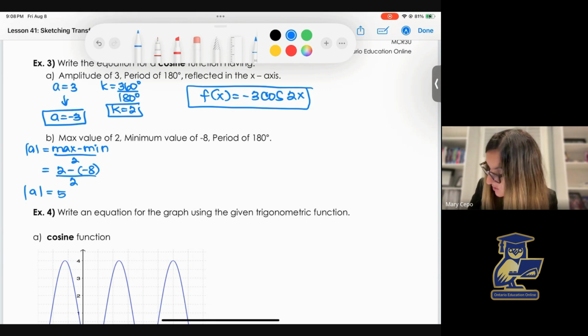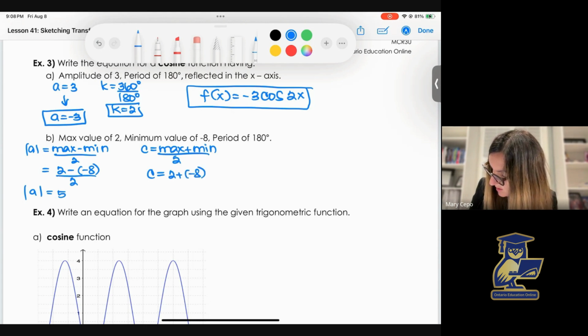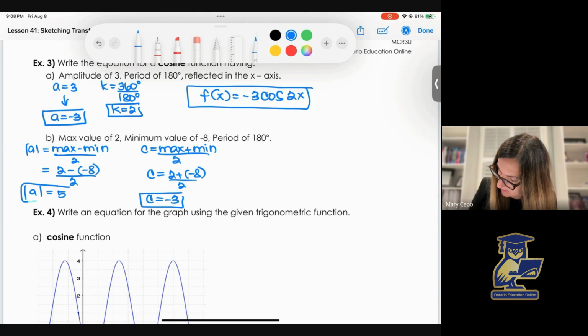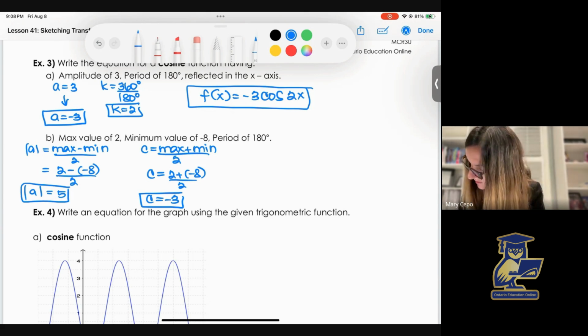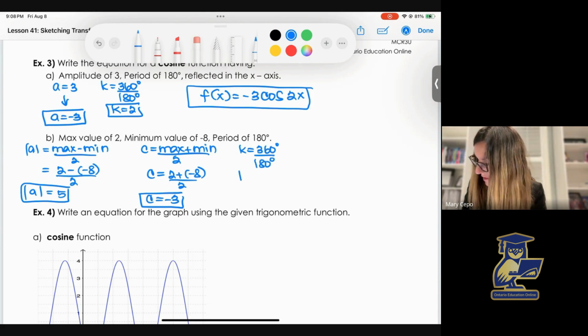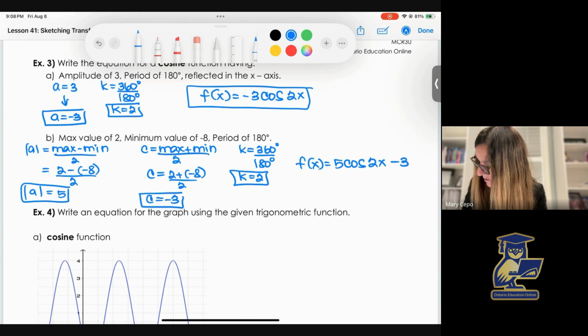Okay, equation of axis, which is our C value. C is equal to max plus min and divide that by 2. So C is going to equal 2 plus negative 8, divide that by 2. We know 2 plus negative 8 would be negative 6, divide that by 2. So C is equal to negative 3. So we have A and C. K value, again, it's 360 divided by your period. So 360 divided by 180. So K is equal to 2. So therefore, f at x is equal to 5 cos 2x minus 3.